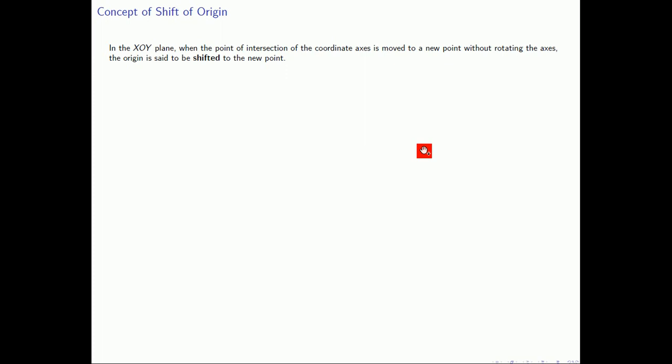The concept says in the XOY plane, when the point of intersection of the coordinate axis is moved to a new point without rotating the axis, the origin is said to be shifted to the new point.